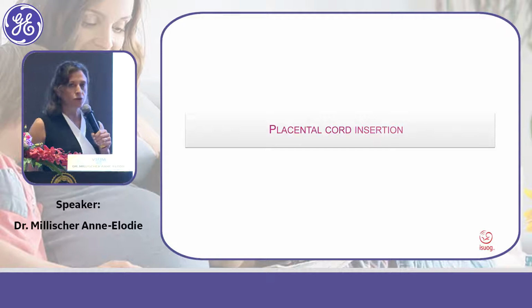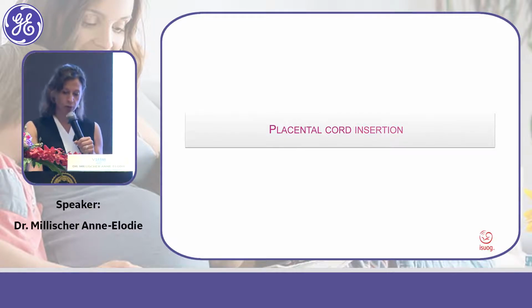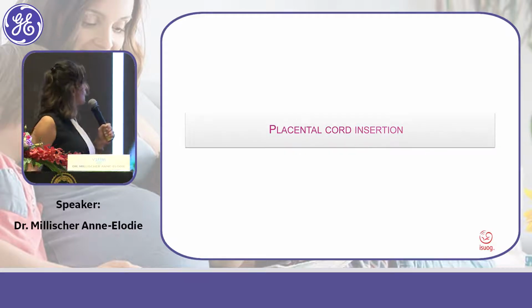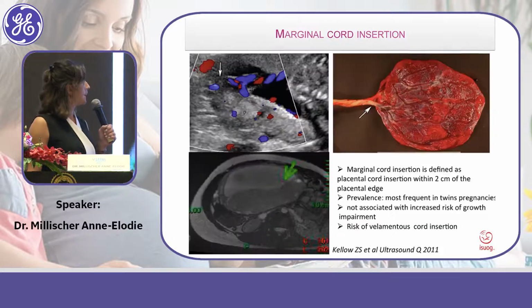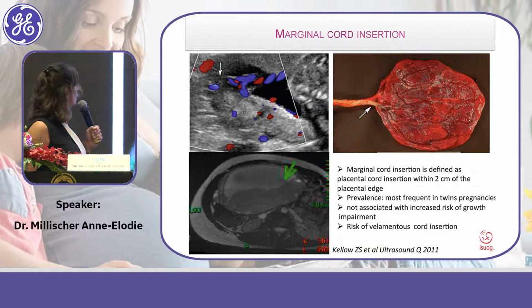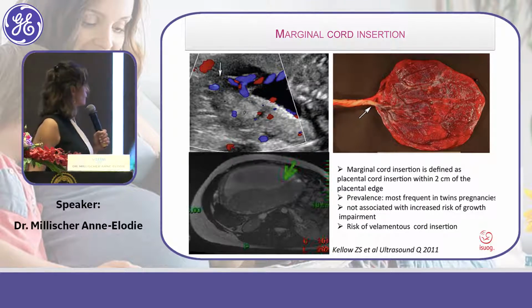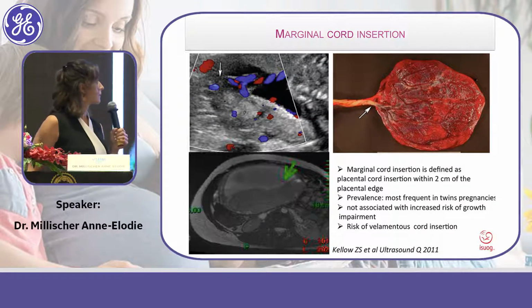Okay. The third point that we have to notice is the chordonal insertion. Cái đặc điểm thứ ba trong hệ thống là mình sẽ xem xét được cái vị trí bám của dây rốn. And particularly when the cord insertion is marginal, which means that the cord insertion is within 2 centimeters of the placental edge. Cái bất thường đầu tiên là dây rốn bám mép. Dây rốn bám mép được định nghĩa khi mà cái vị trí bám của dây rốn nó trong vòng 2 cm, bắt đầu tính từ cái bờ bánh nhau, từ cái mép bánh nhau.